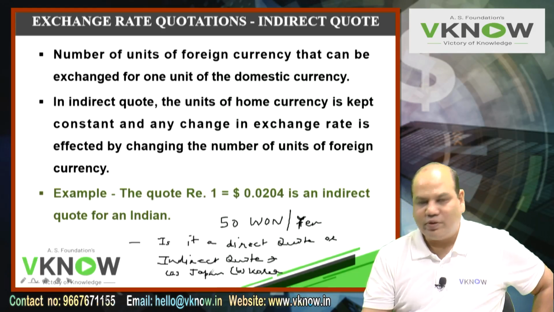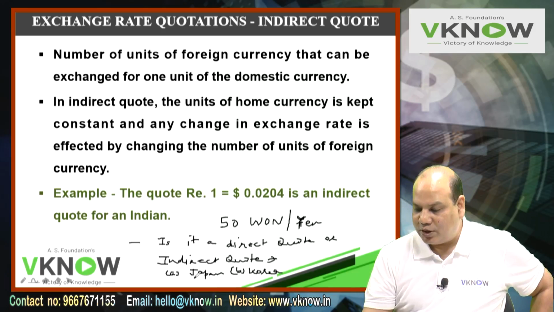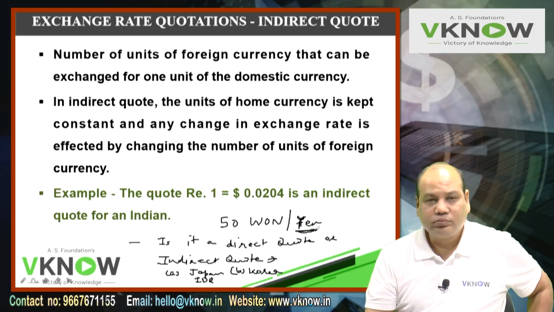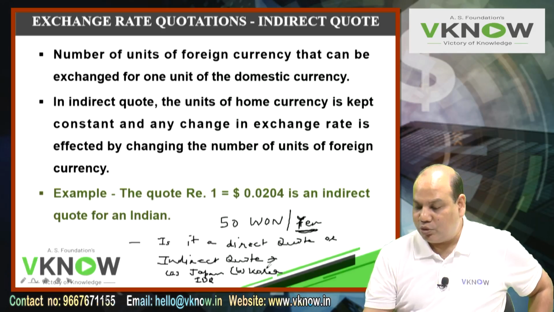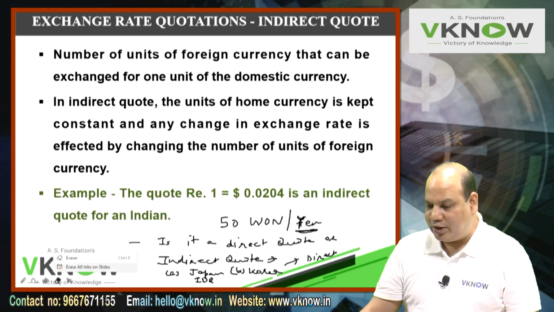So first answer, whether it is a direct quote or indirect quote in Japan. In Japan it is an indirect quote because the currency of Japan is yen. But in Korea this will be a direct quote. Home currency is won. Number of units of home currency per unit of foreign currency is called direct quote. So this way you will be tricked in the exam.